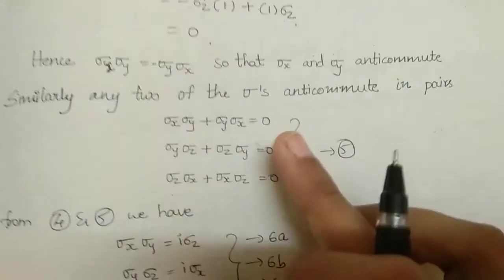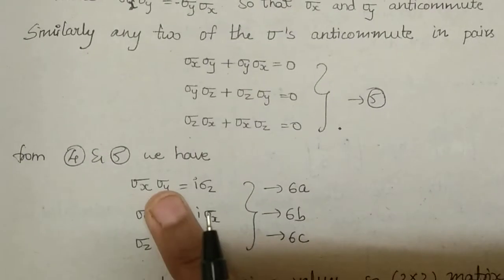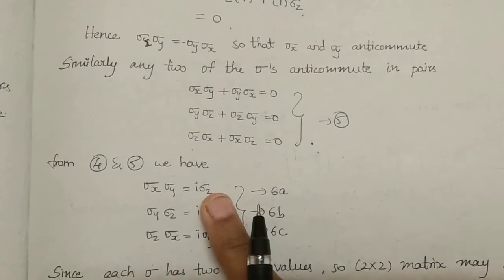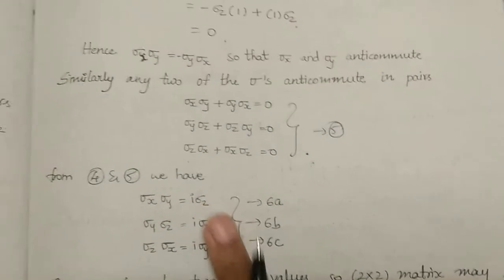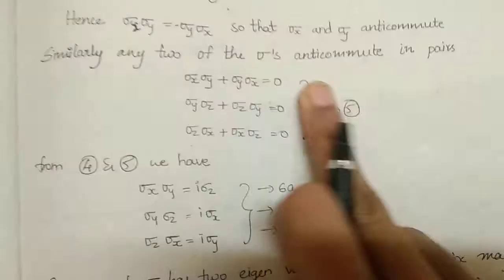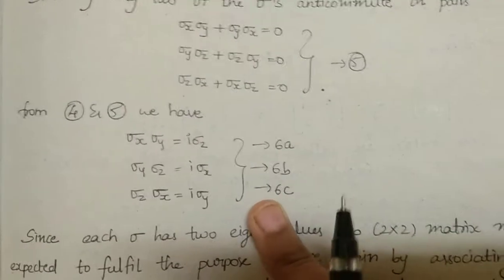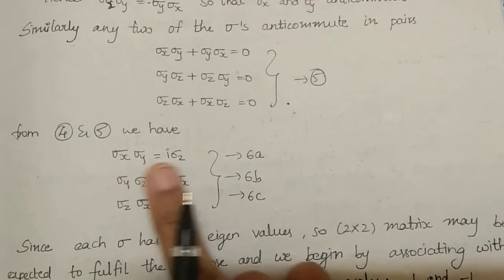So on both sides the 2 gets cancelled. Finally sigma x sigma y equals i sigma z. So if we solve these 3 equations with the corresponding 3 equations, we get the following relations, that is sigma x sigma y equals i sigma z.